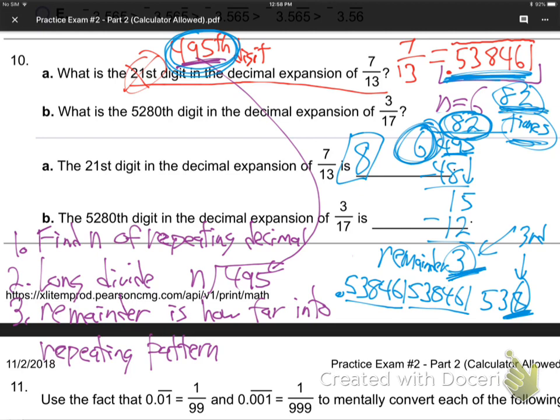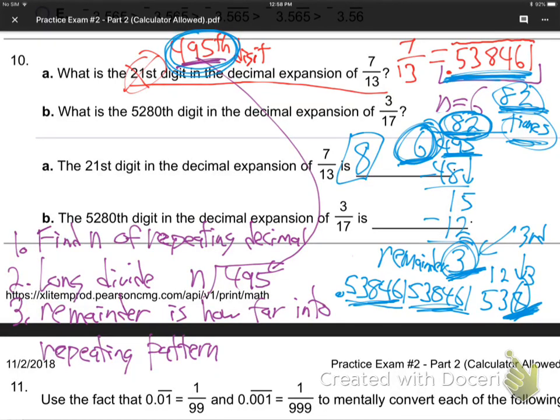Because there's 82 groups of 6, to go out 495 digits, you do 6 digits 82 times. That almost gets you all the way out there. 538461, 538461, 82 times, and in the final group, there'd be 3 remaining. Go 1, 2, third spot, it's an 8. So the 495th digit would be an 8.